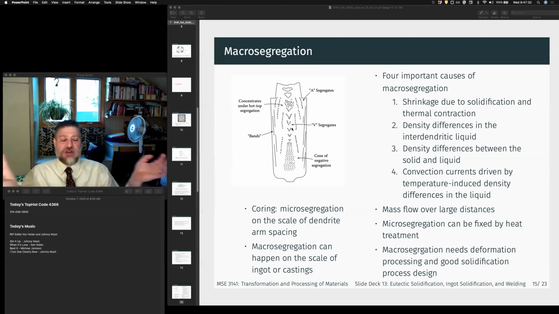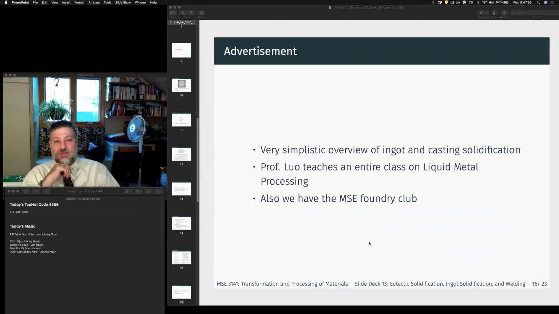Microsegregation can be fixed by a homogenizing heat treatment. We can diffuse our solute to be uniform. Macro segregation needs to be fixed by deformation processing, forging and rolling and recrystallization, most of the time at high temperatures, so we have easy diffusion. And we also have to have good casting and solidification process design, okay?